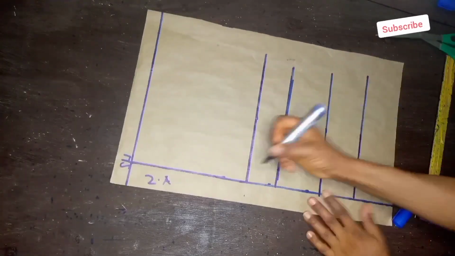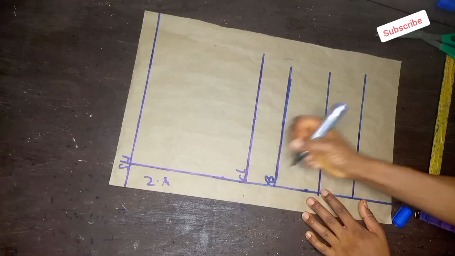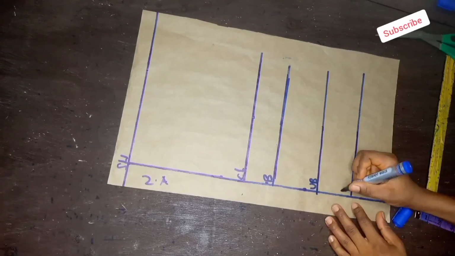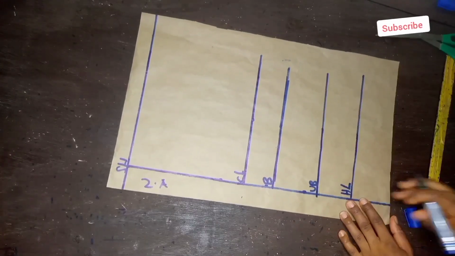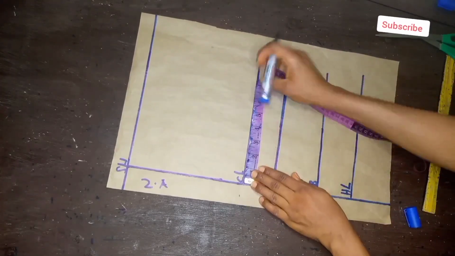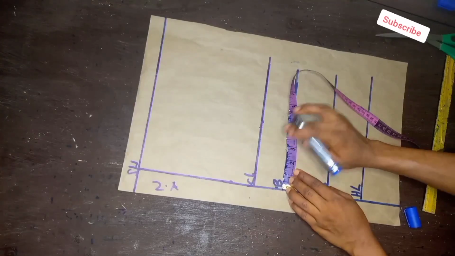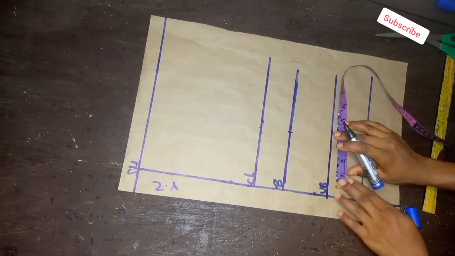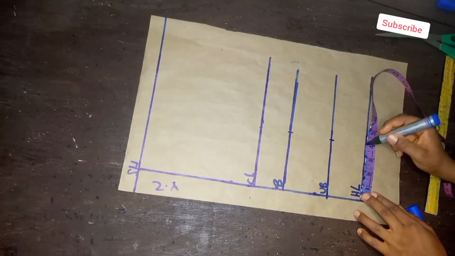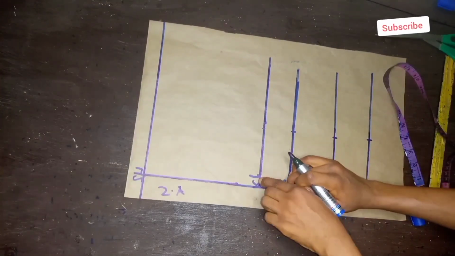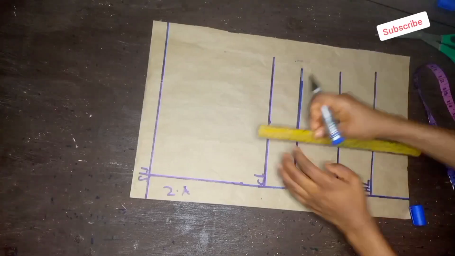Once I'm done with the line, I'll go ahead and label. This is the chest line, the bust line, the under bust, and the half length, which is also known as the waistline. After that, I'll go ahead and impute the darts. I'll use the bust span measurement divided by 2. I'll mark on the chest line and the other lines. Now, for this back bodice, I'm starting my dart line on this chest line.